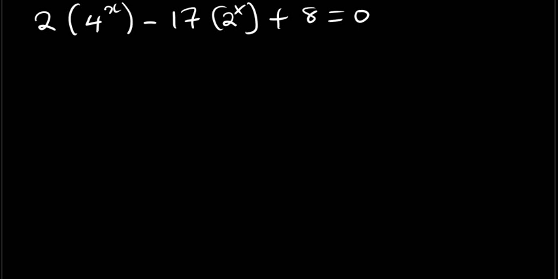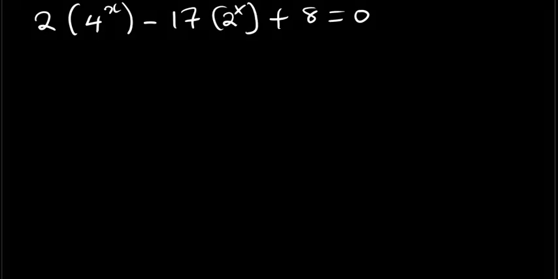So let us look at how to solve exponential equations. We have different types of exponential equations, but in this case we have this interesting one: 2(4^x) minus 17(2^x) plus 8 is equal to 0. Solving this type of exponential is very simple and straightforward.